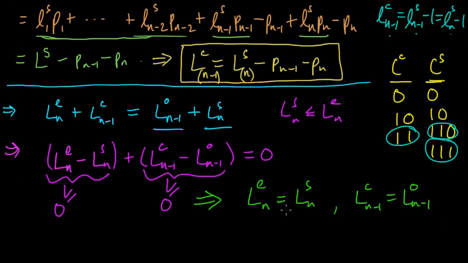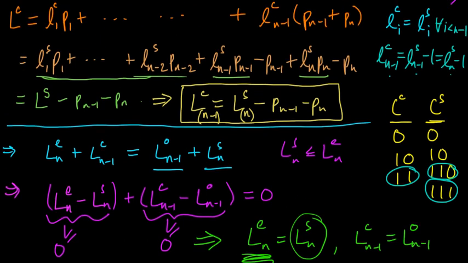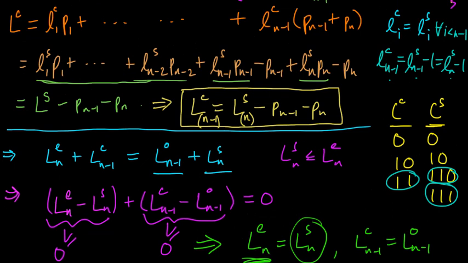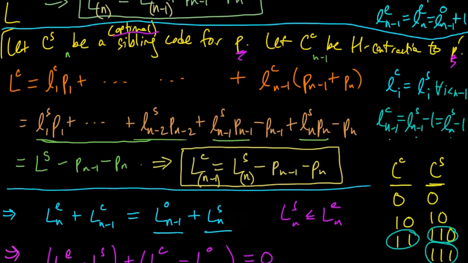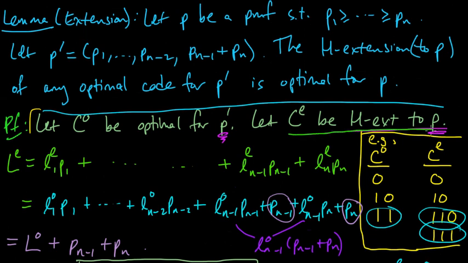And what does this say? Since this was the expected code word length of an optimal code, this says that this code must also be optimal. It has the same expected code word length. That's what it means to be optimal: it has minimal expected code word length. And that's the expected code word length of our extension. That is exactly what we wanted to prove. We wanted to prove that the extension was optimal for P.